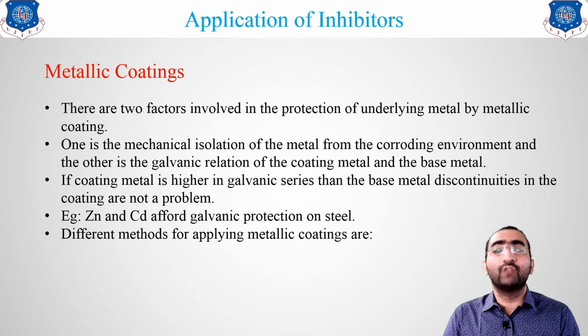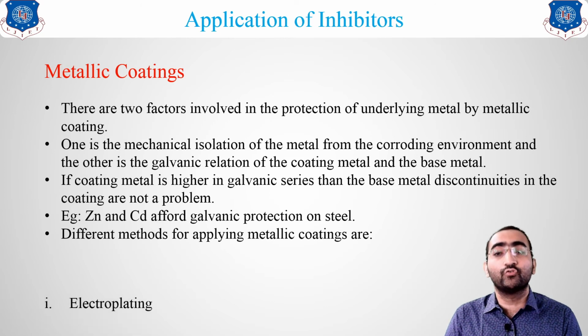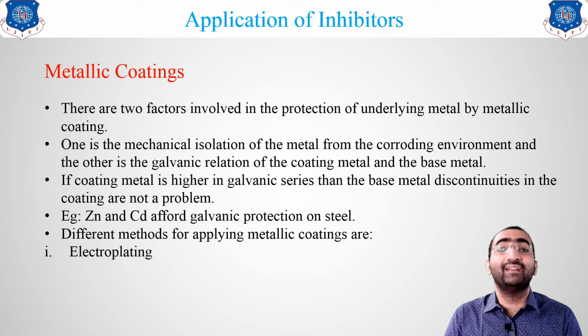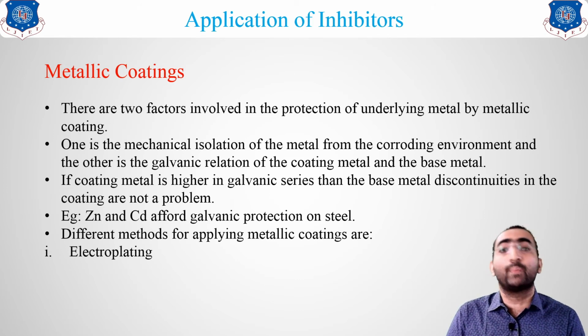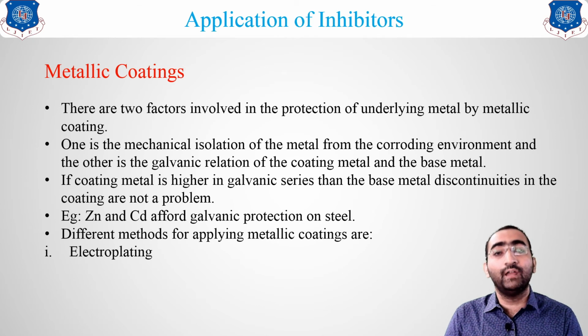There are different methods we can go for in the application, because there are many different methods of applying the metallic coating, so we have to choose correctly. The first one is electroplating. Electroplating means that by application of an electric current, your anode will get deposited on the cathode. So there will be a coating on that thing.